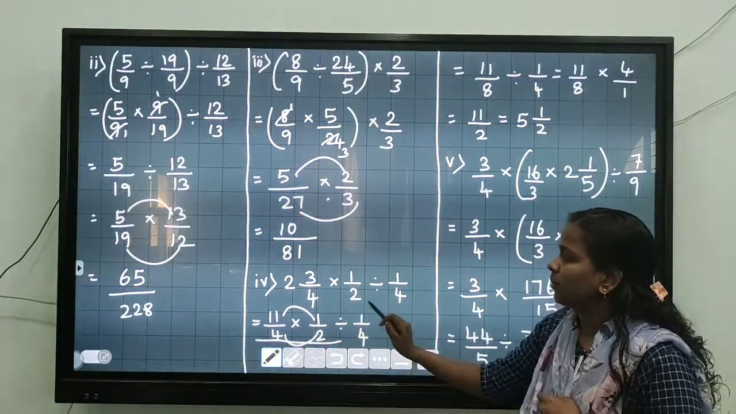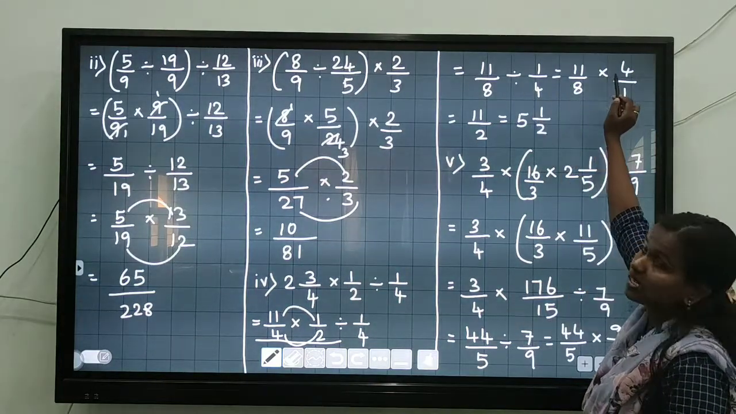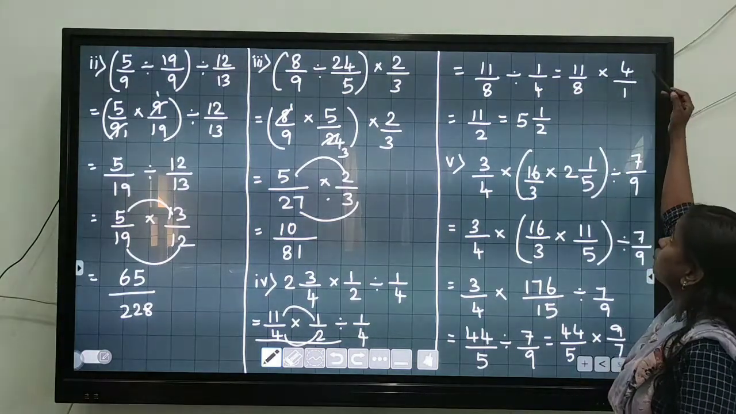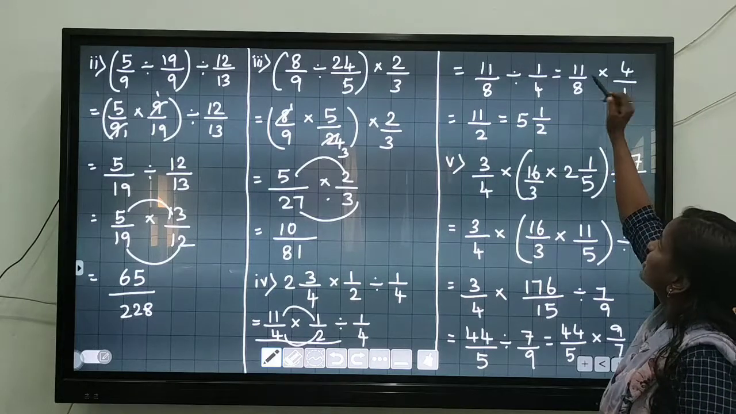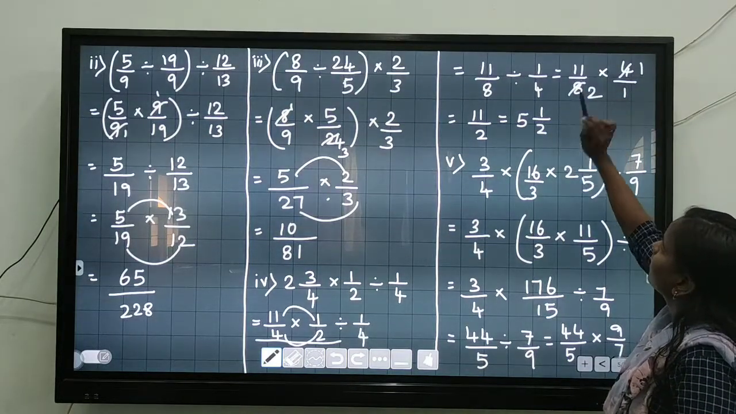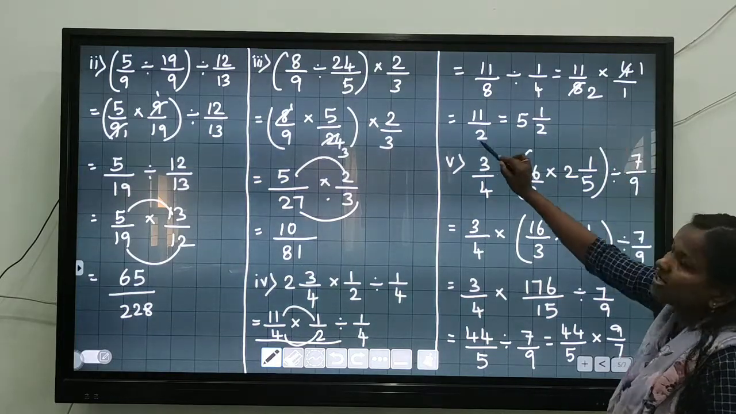What is the remaining? Divided by 1 by 4. So I am writing divided by 1 by 4. Division I am changing as multiplication, and this term will become its reciprocal. So you will get 4 by 1. Next step, there is a common factor in this. 1 4s are 4, 2 4s are 8. So if you multiply directly, 1 11s are 11 divided by 1 2s are 2.